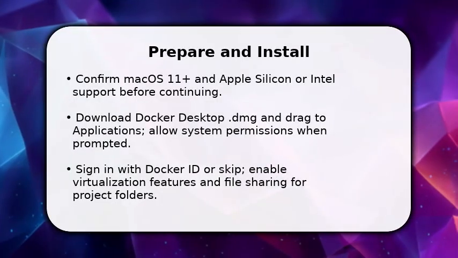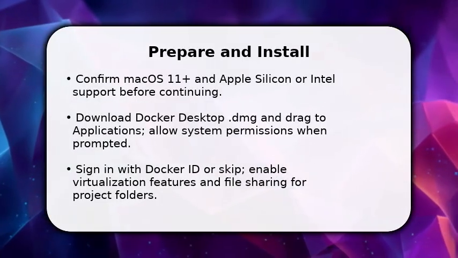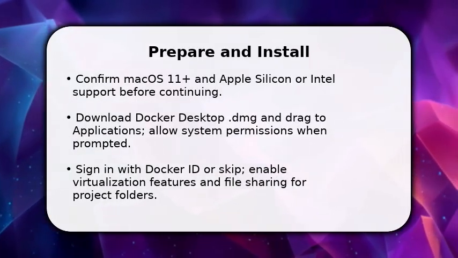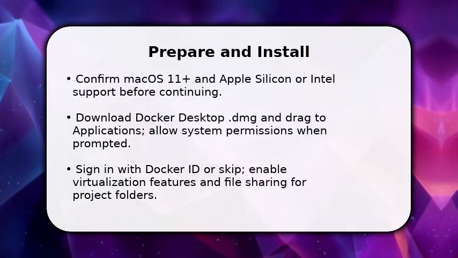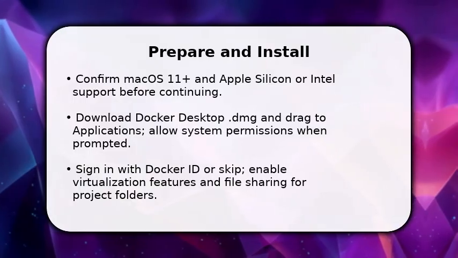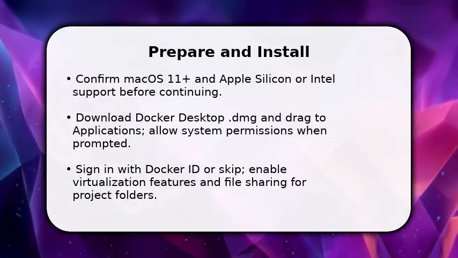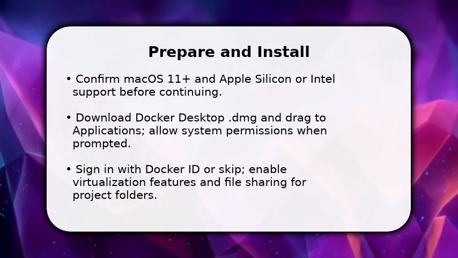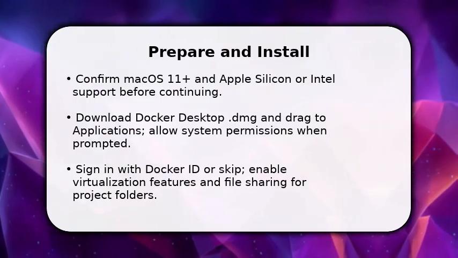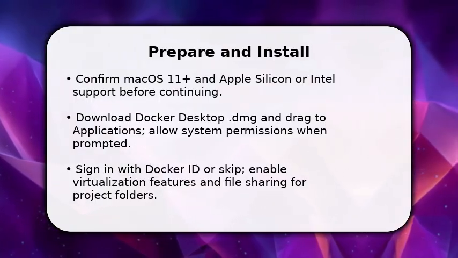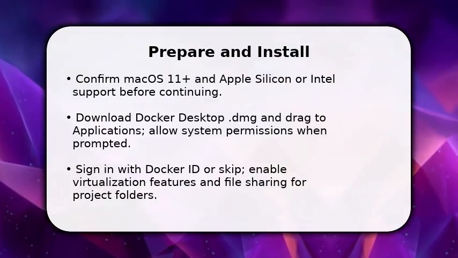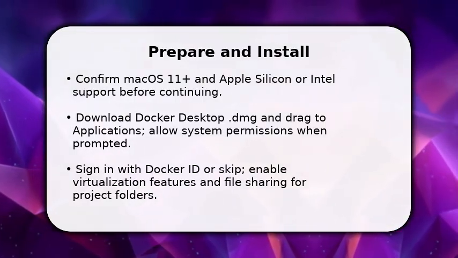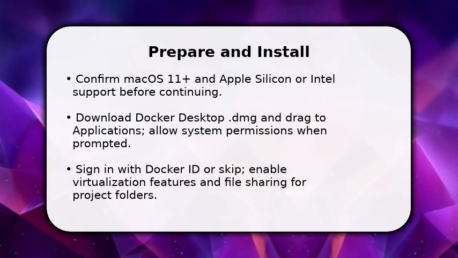You start by preparing your Mac. Make sure macOS 11 or later is installed, and you know whether you have Apple Silicon or Intel. Next, mount the Docker Desktop DMG and drag Docker to Applications. You must allow the installer to run in Security and Privacy. Once done, launch Docker Desktop so it can initialize. Make sure to sign in with a Docker ID if required, and grant file sharing access to any project folders you will mount into containers.